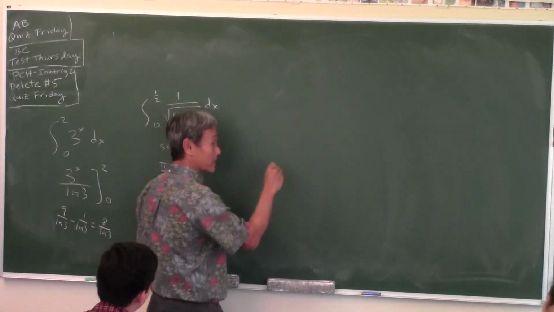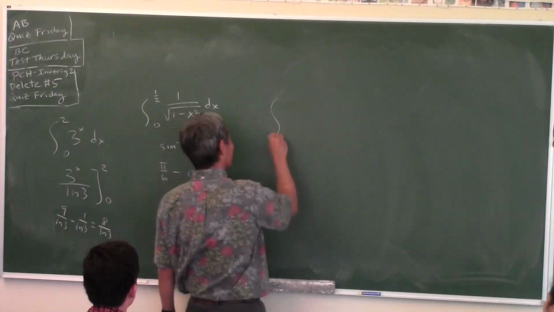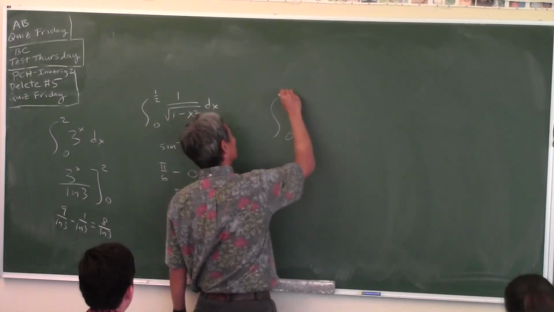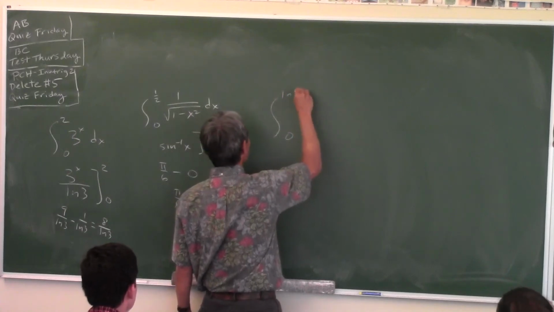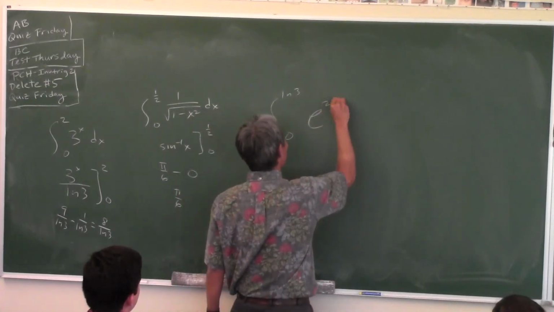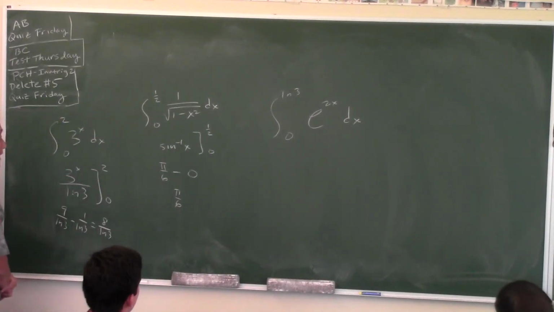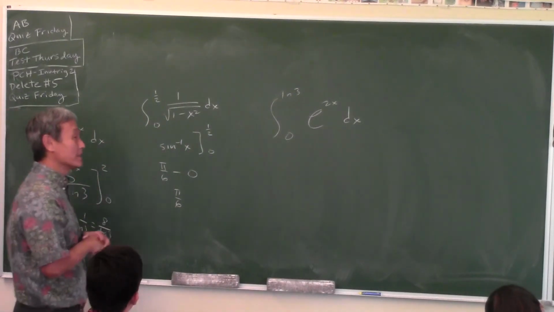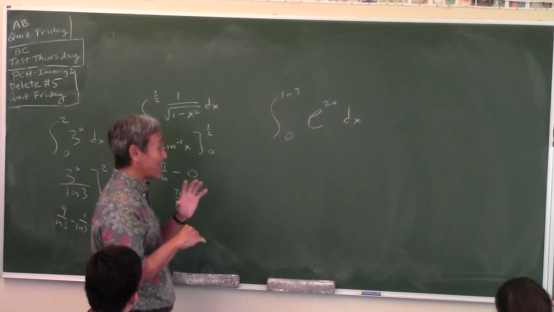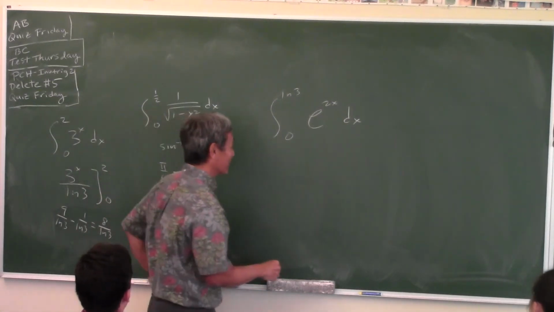Okay, so here's an example of a tougher one. Integral from 0 to natural log 3 of e to the 2x dx. Okay, so what is the antiderivative of e to the 2x? It's not as easy as you think. You gotta think about it.